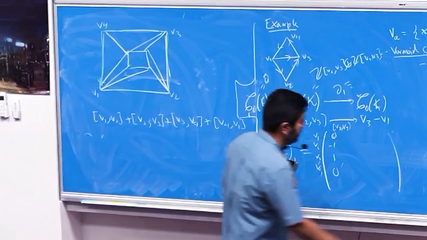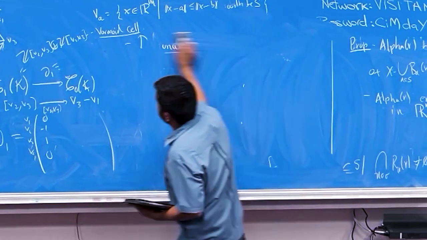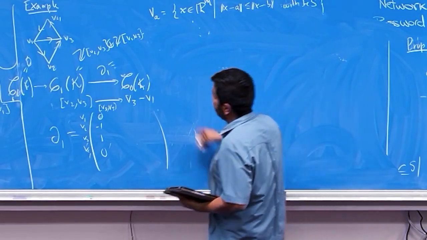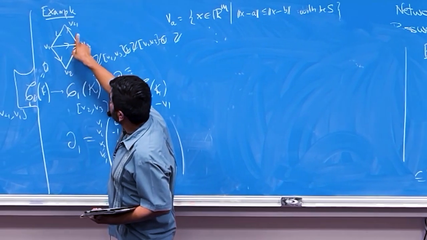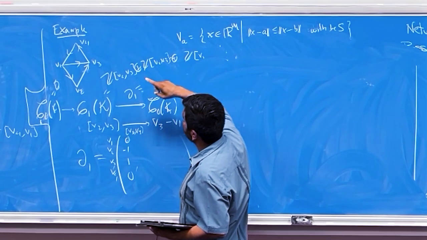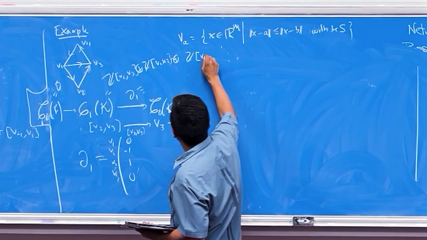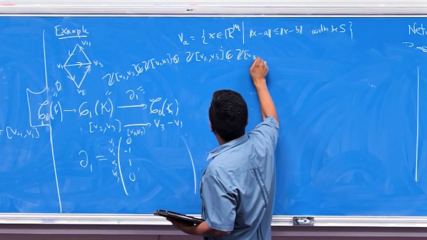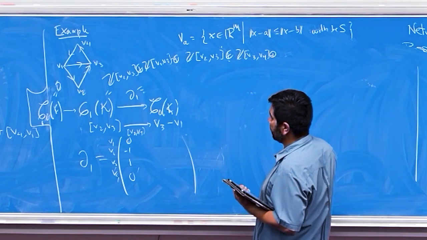I don't know. I decided to do this computation right now, but I think this was a bad idea, because there are too many edges. Let me try to write them all, which is C1. How many edges are there? 1, 2, 3, 4, 5 edges: v1v2, v1v3, v2v3, plus v3v4. Well, probably it's a bad idea to continue with these computations.